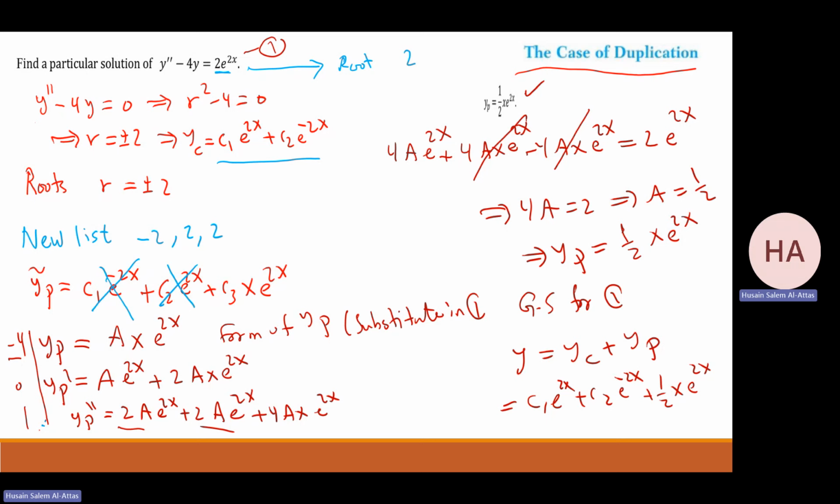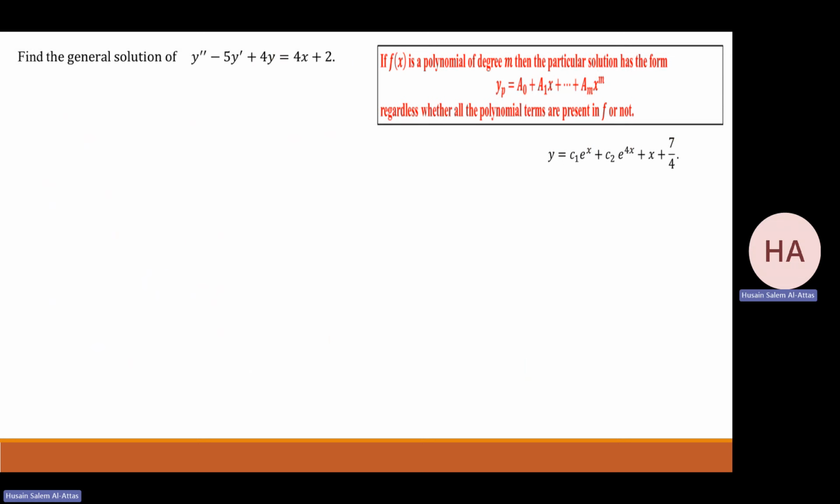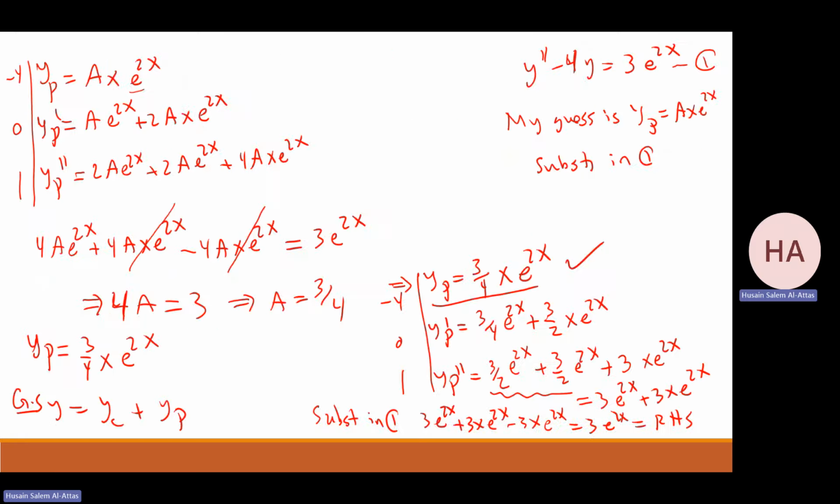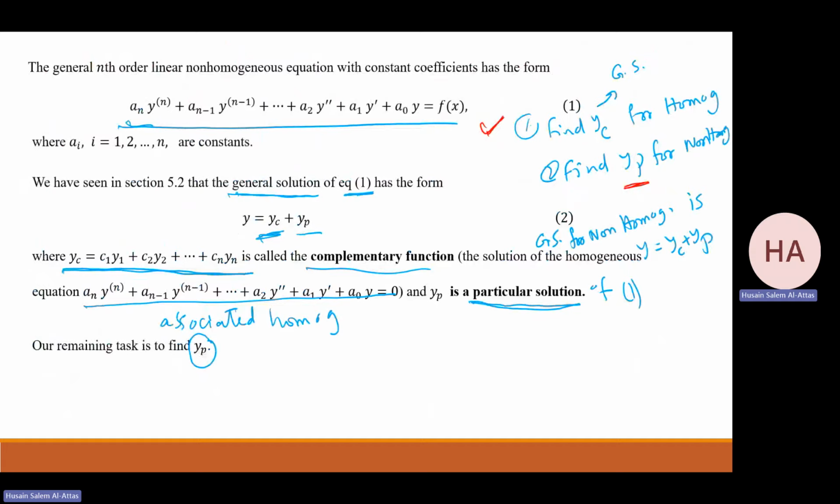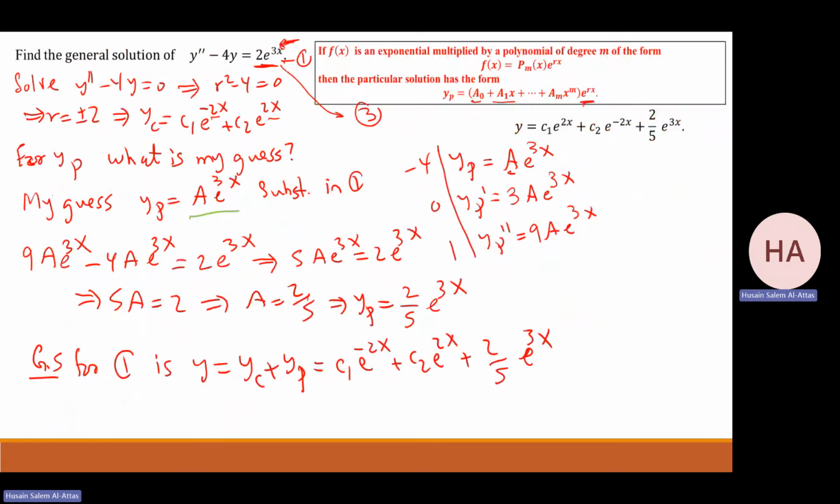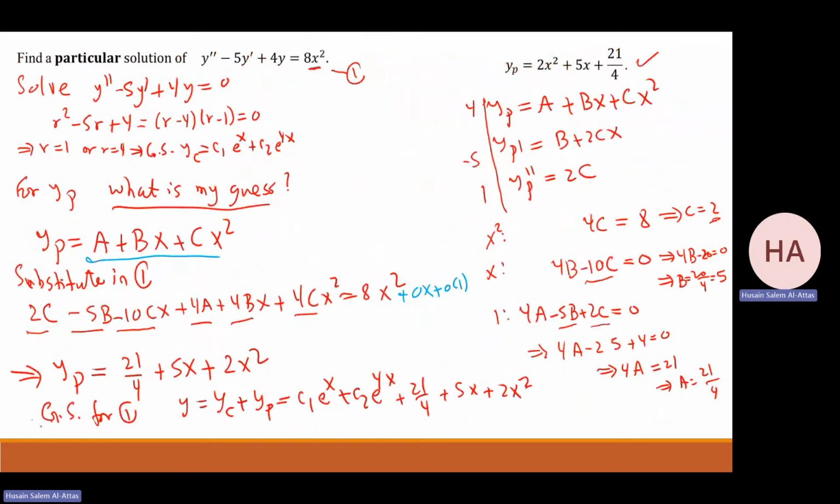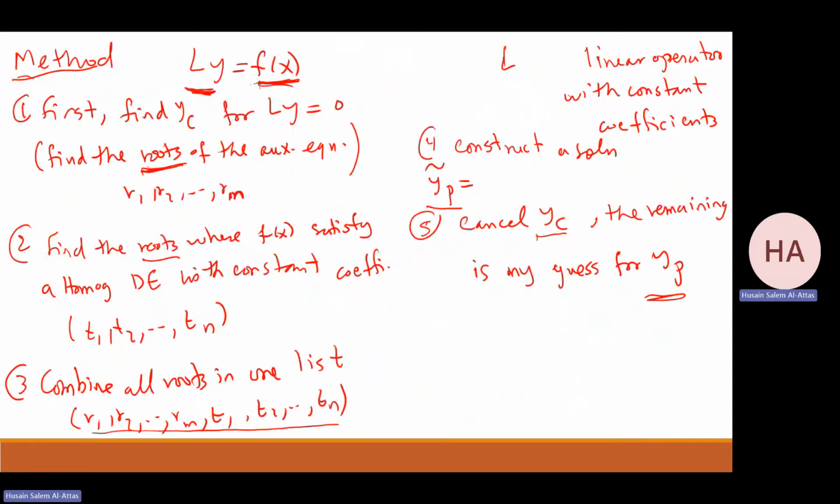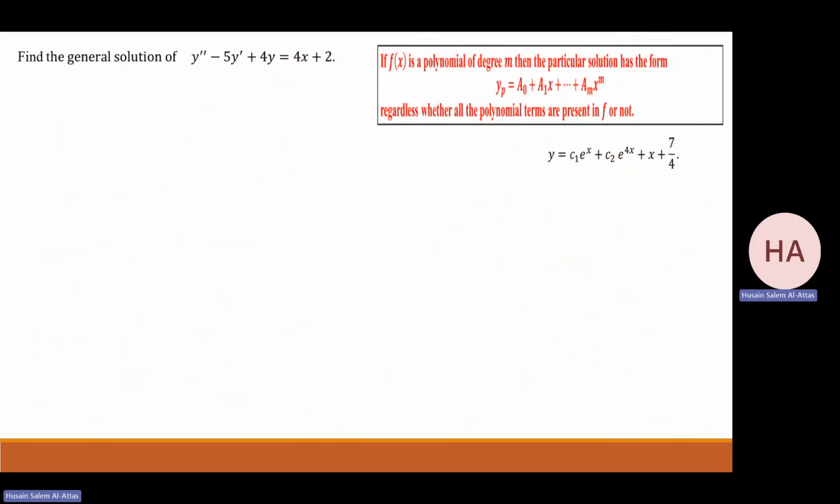Now, the point is this method also would work with the first case where I don't have duplication. It's the same thing. The first 3 or 4 examples, how many examples did we do? 1, 2, 3, 4 examples. This method will work. Let us see what will happen. I will just deal with the form of YP. I will not do the rest. So if we solve this, we get what?